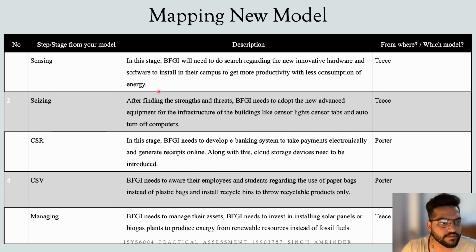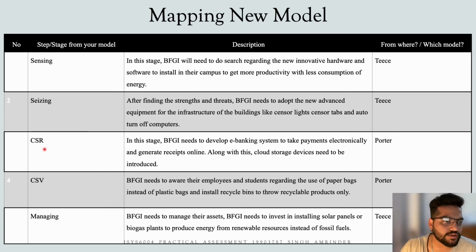So the next one is seizing. In this stage, after finding the strengths and threats from the sensing stage, BFGI needs to adopt new advanced equipment for the infrastructure of the building, like the use of sensor lights, sensor taps, and auto turn-off of computers that will allow them to save energy in case of any absence of activity in any room. I have taken this stage from the TEAS model.